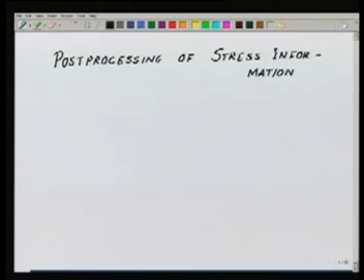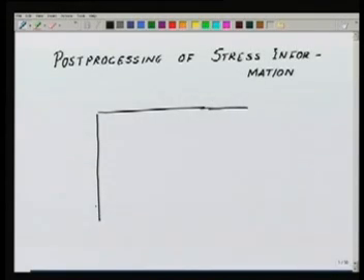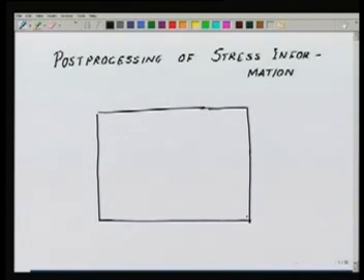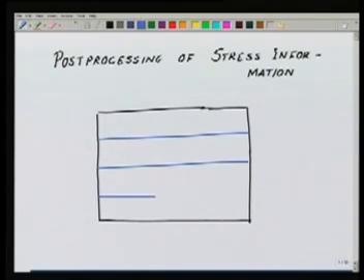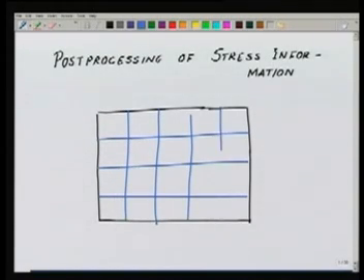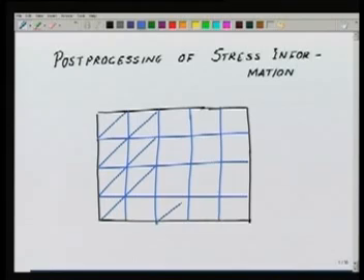So here, what do we mean by post-processing of stress information? For that, let us take a simple example. I have a domain. Let me draw a big domain. Let's say in this domain I make a mesh. I'll be making a mesh of triangles. Okay, here is my mesh of triangles.